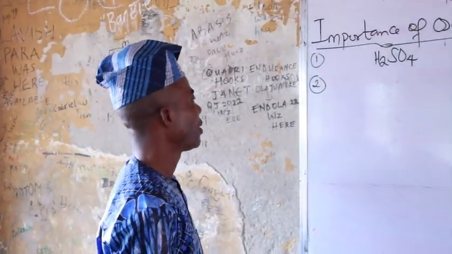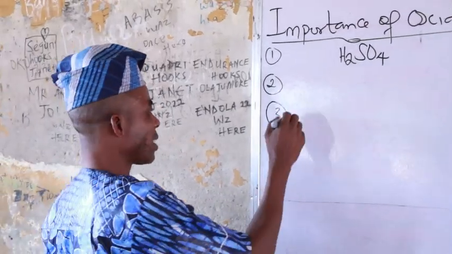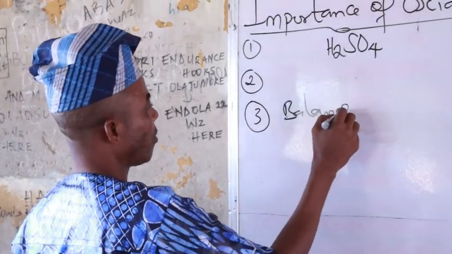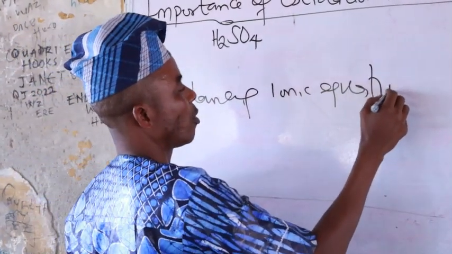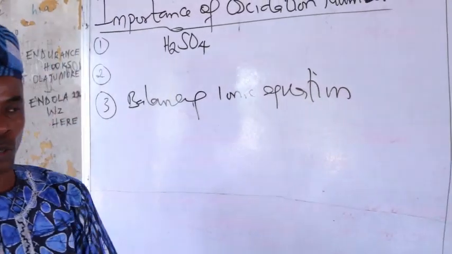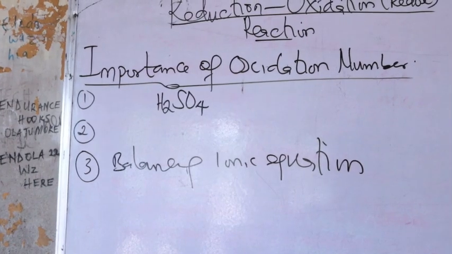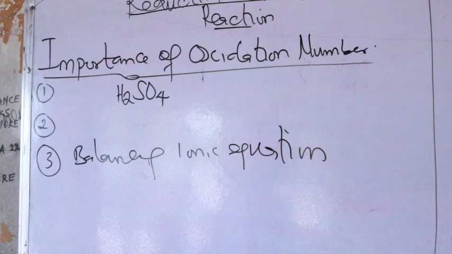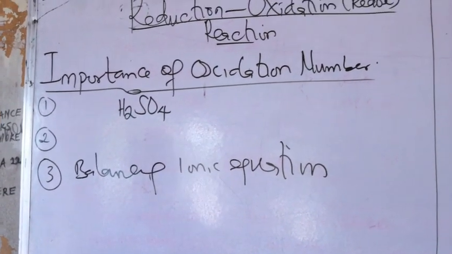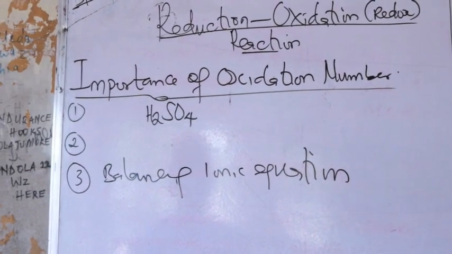Number 3. It is used for balancing ionic equations. So oxidation number is also used for balancing ionic equations. So these 3 are the common importance of oxidation number.